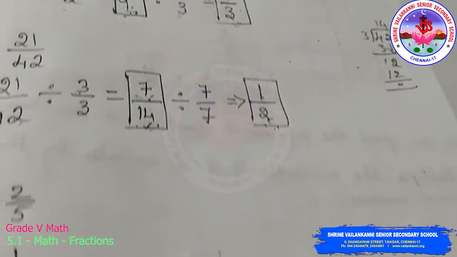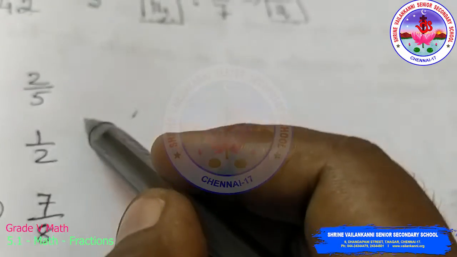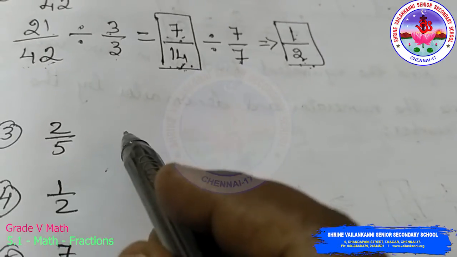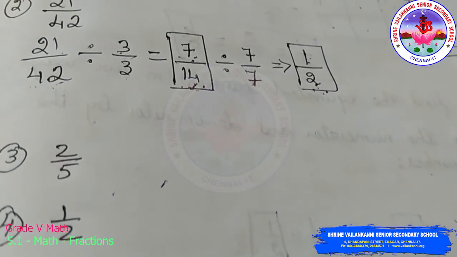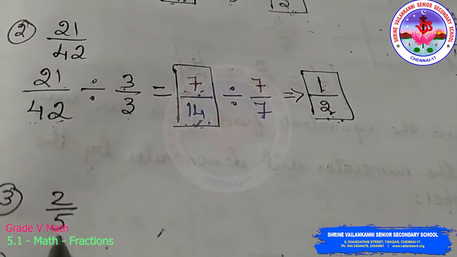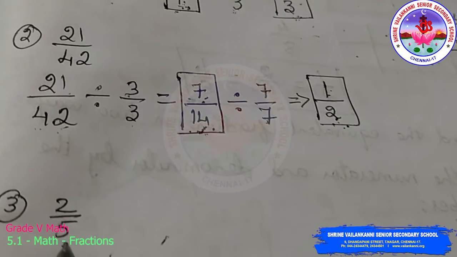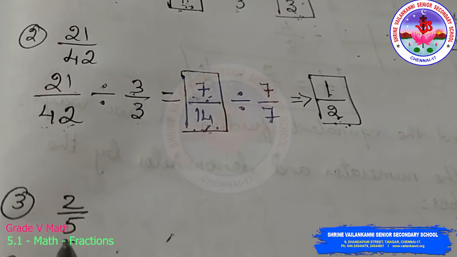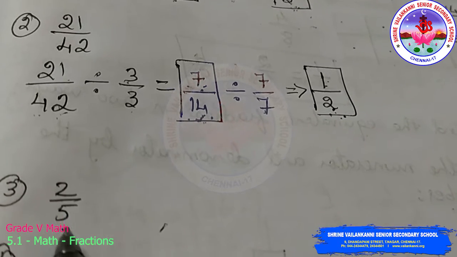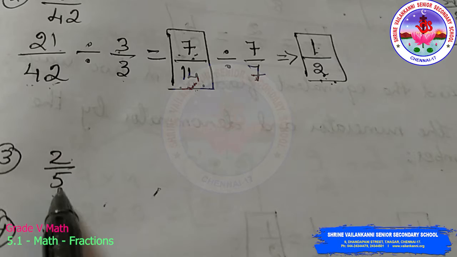Okay. So I'll just show you some more fractions. You just check and tell me. That is, you can just imagine and you can just guess it. 2 by 5. This 2 by 5 you have to make into a lowest term. For that, what you have to do? You have to find the common factor. So for this 2 and 5, which will be a common factor?